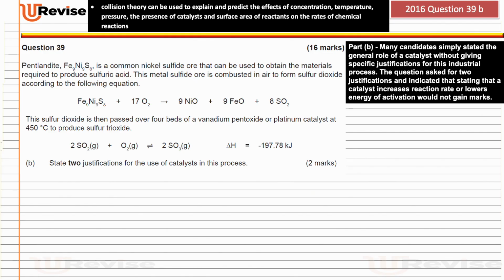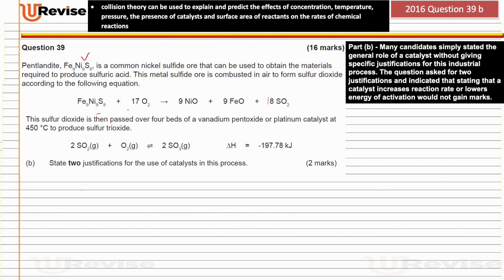Let us take a look at question 39B from the 2016 exam. It reads, pentlandite, which is this compound, is a common nickel sulfide ore that can be used to obtain the materials required to produce sulfuric acid. This metal sulfide ore is combusted in air to form sulfur dioxide according to the following equation. So we can combust this in air to form sulfur dioxide.